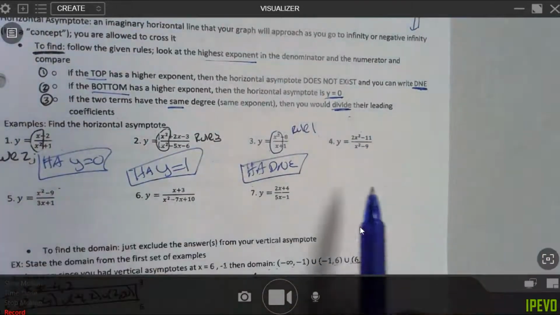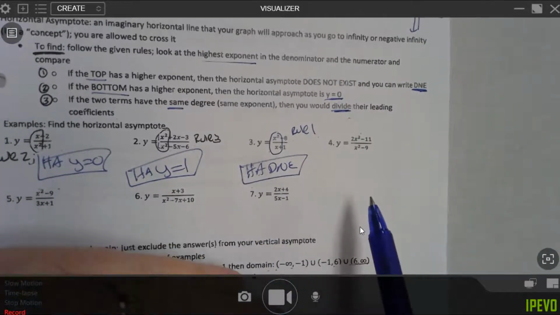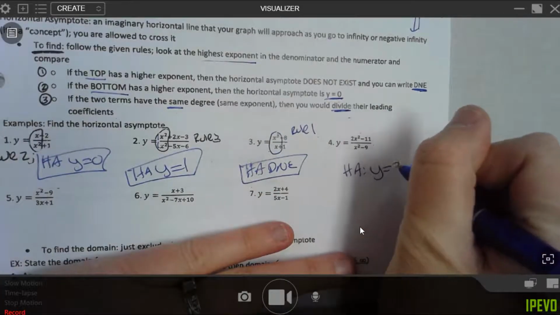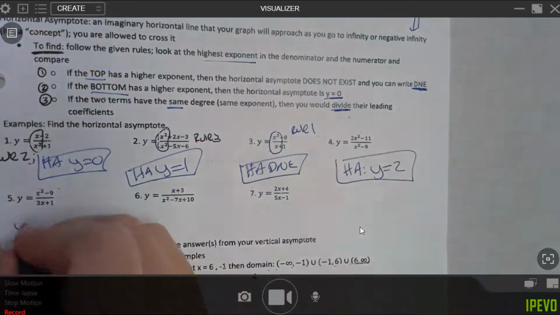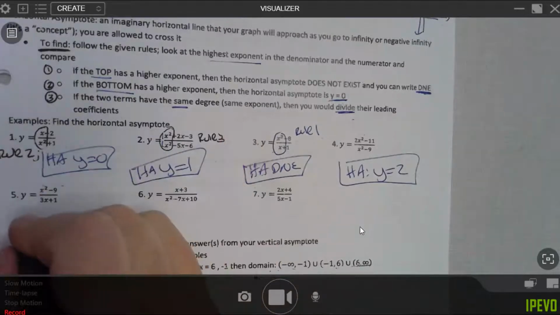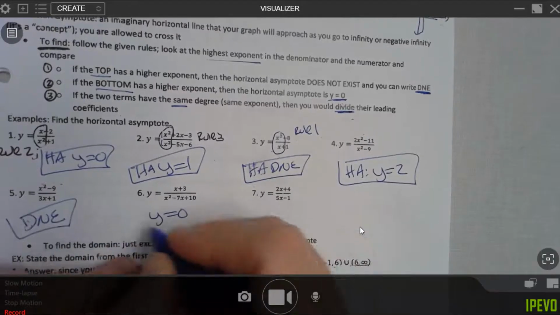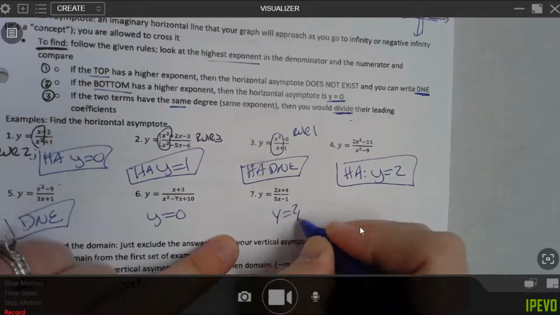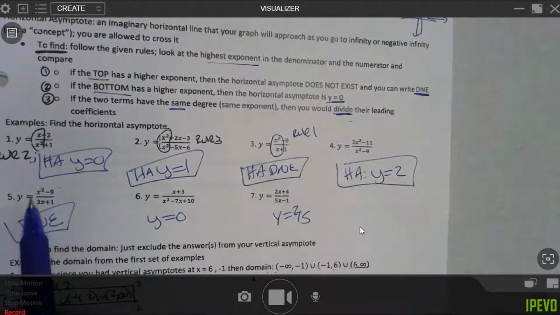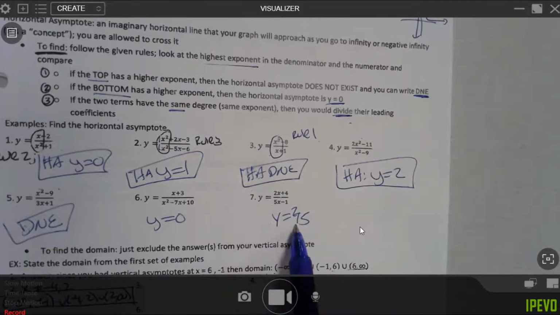So go ahead and pause the video, try 4, 5, 6, and 7 on your own. Once you have the answers, unpause the video, and then go ahead and check your answers. So I got horizontal asymptote of 2 because it's the same, so I divided. Top was bigger, that's why it's DNE. Bottom's bigger, 0. This one was the same, so that's a 2/5 there.